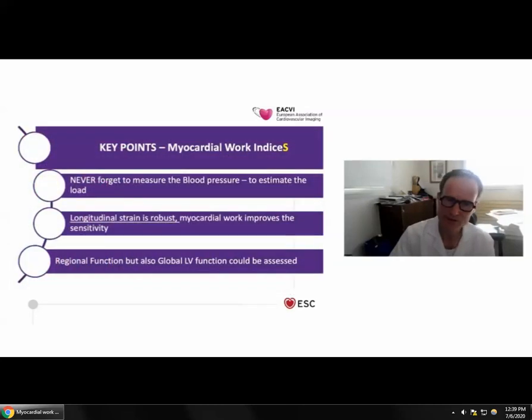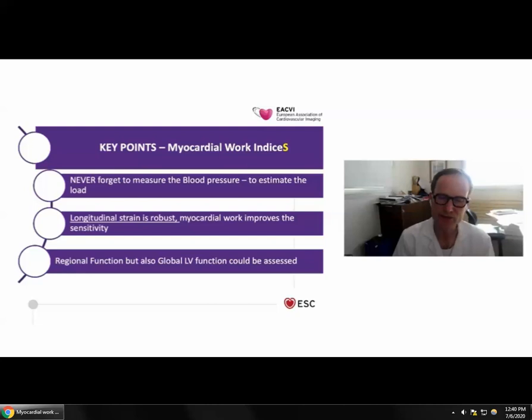So this is quite new, this is quite powerful compared to what we do when we use only the longitudinal strain capability. So my key points for this talk are that it seems quite easy to integrate myocardial work indices in our daily clinical practice because it takes 2 minutes. It is nice because it pushes you to get the blood pressure in every single patient. So thanks to this systolic blood pressure, you can have an estimate of the LV pressure. And you can use this estimate of the LV pressure to get the myocardial work.